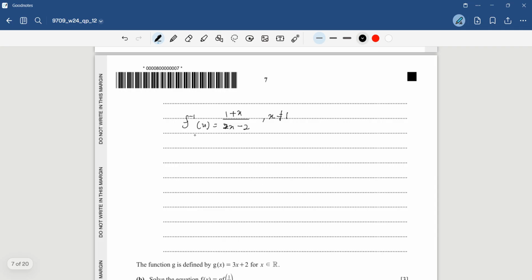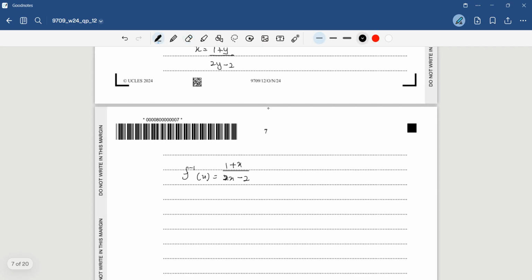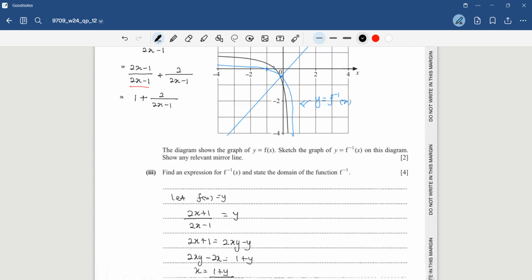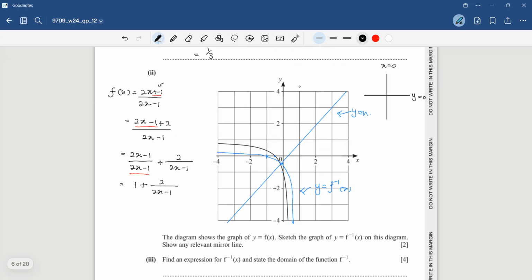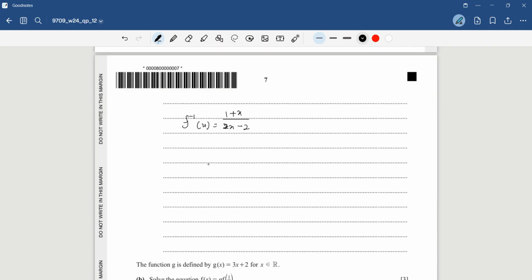Okay, so the domain, this is not necessary, sorry. They already asked you the domain. So the domain just now, if you realize, it must be less than 1. You can see just now I drew the asymptotes, right? So this is my asymptote just now, x equals 1. So if you notice, the domain is smaller than this. So the domain of f inverse x will be x smaller than 1.